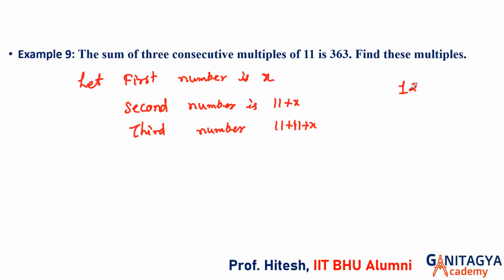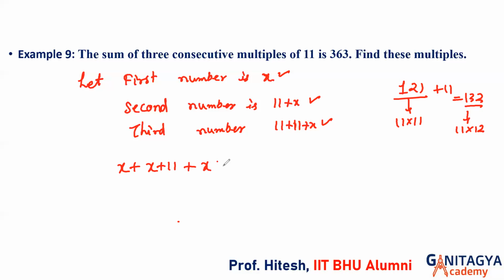If 121 is the number x, then 121 plus 11 is 132. It is 11 into 11, and 132 is 11 into 12. Okay, very nice, very easy. So now the first number, let us say x, second number 11 plus x, third number will be 11 plus 11 plus x. The question is, the sum of three consecutive multiples of 11 is 363. So x plus 11 plus x plus 22 is how much? 363.